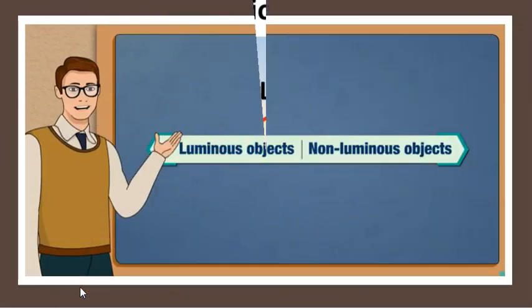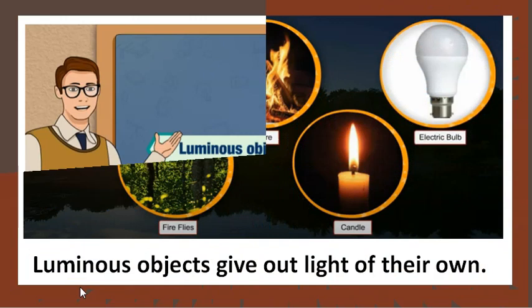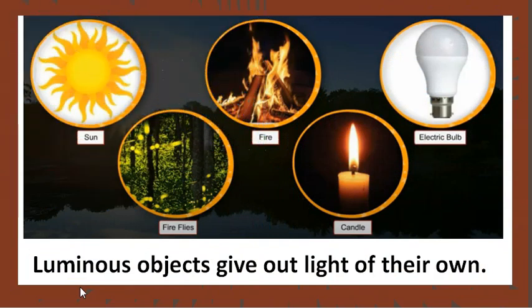Yes, this is a very interesting topic, luminous and non-luminous objects. Luminous objects are those objects that give out their own light. For example, sun, fire, electric bulb, candle, fireflies. They are all examples of luminous objects, okay? In the whole world, all objects that give out light of their own are called luminous objects, okay?